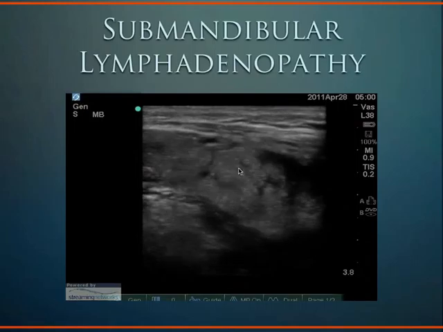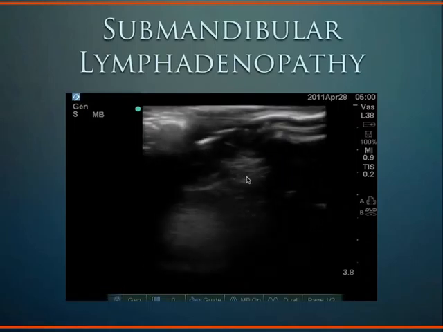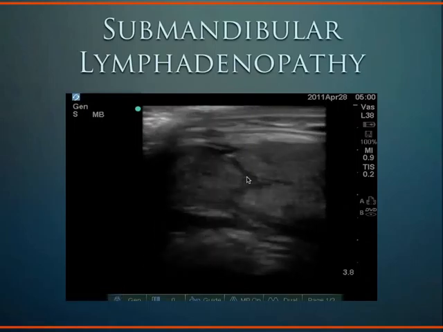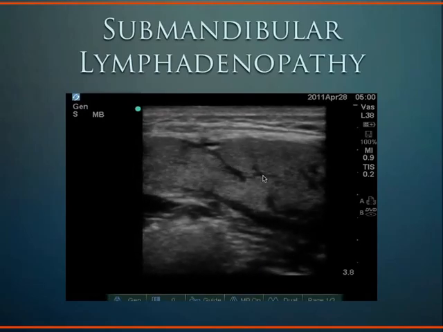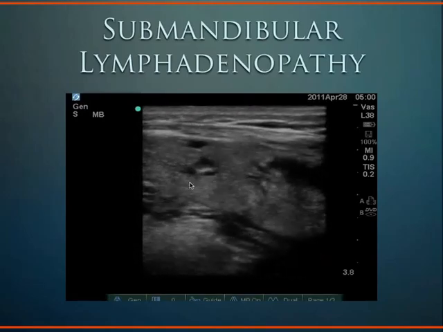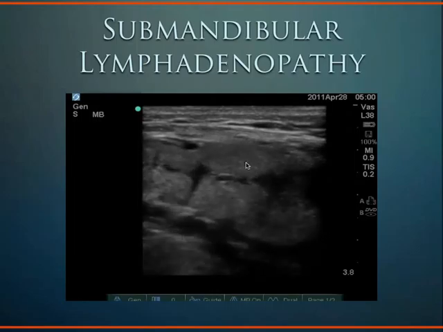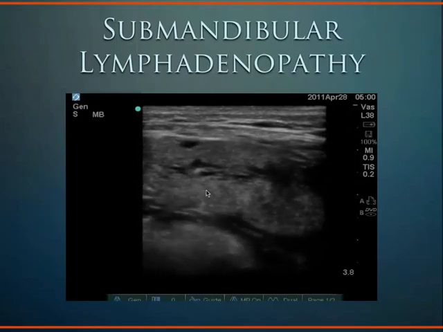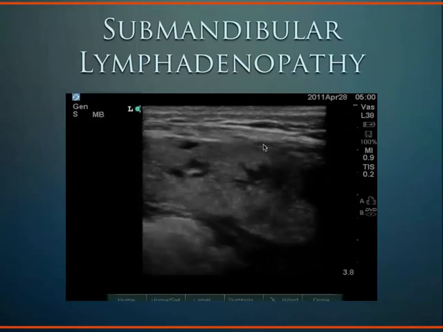Another example here of some submandibular lymphadenopathy. We can see just enlarged lymph nodes here. Not very tender to the touch, interestingly. When you have lymphadenitis, it's a very tender process or infected lymph node.